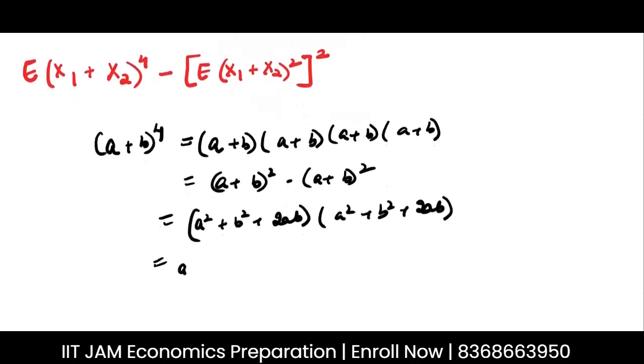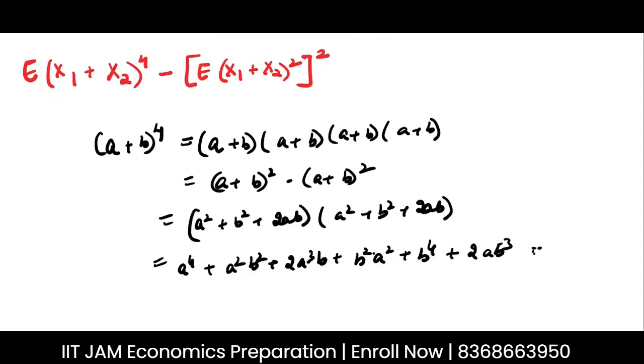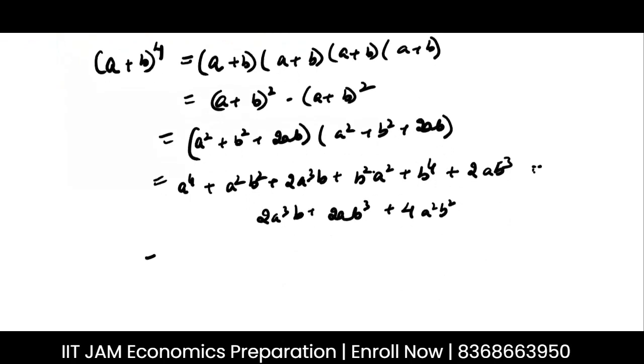So this would be A to the power 4, plus A square B square, plus 2A cube B, plus B square A square, plus B to the power 4, plus 2AB cube, plus 2A cube B, plus 2AB cube, plus 4A square B square. Right? So this is the formula. So A to the power 4 plus B to the power 4 plus.